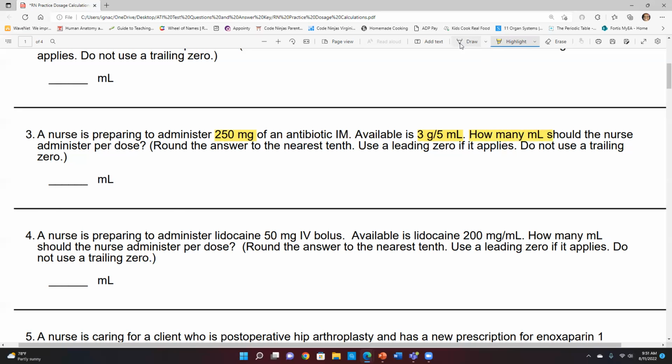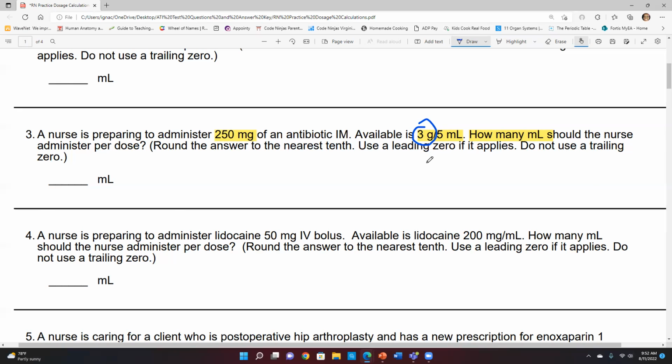Now you hopefully noticed that, wait a minute, this is in grams, right? This 3 grams, and I can't work with grams. I have to convert those grams to milligrams. So that gives us 3,000 milligrams because I'm going to multiply this 3 by 1,000 or move the decimal spot 3 places to the right.